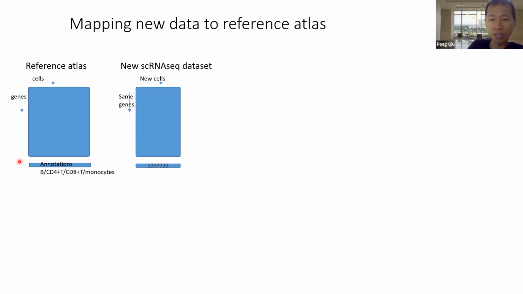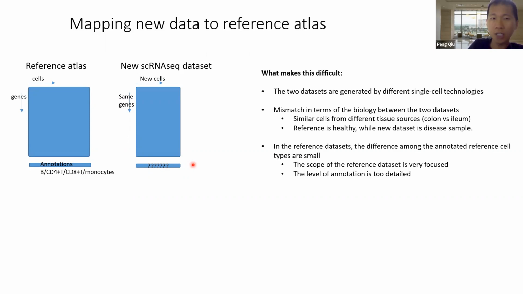Once the relationship is learned in the form of some kind of function, then we feed this new data into the function, and the function will help us to predict the class labels for every cell in this new data set. Okay, so this is intuitively very straightforward in terms of the machine learning framework, but implementation-wise, this is actually not very easy to do, because it is possible that this reference data set and the new data sets are generated by different single-cell technologies, so that there may exist a very strong batch effect, or it's possible that the reference and the new data set have some mismatch in terms of the biology.